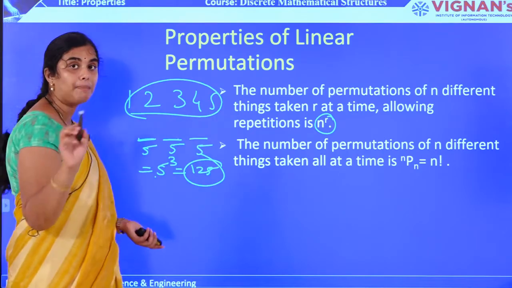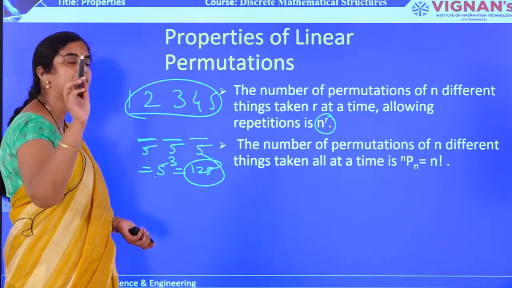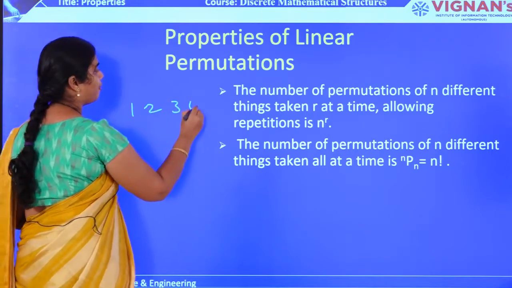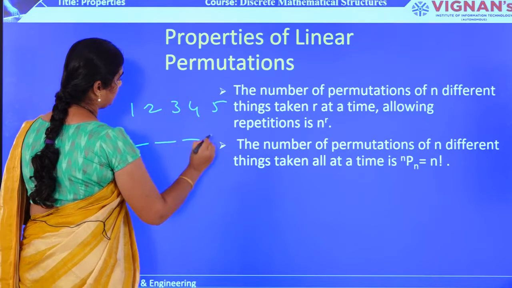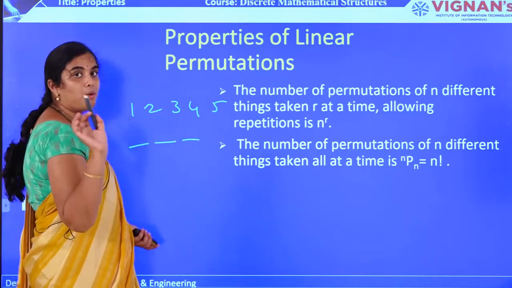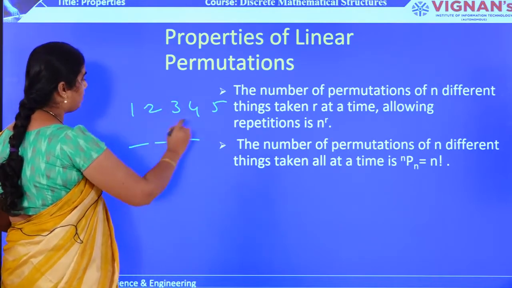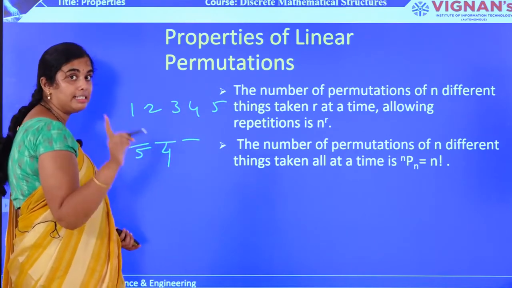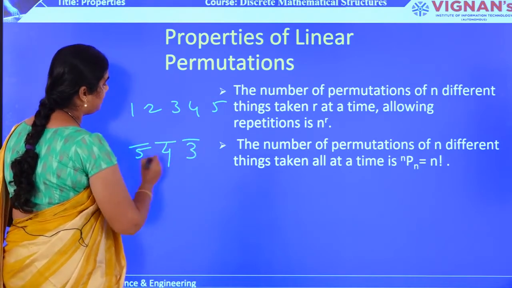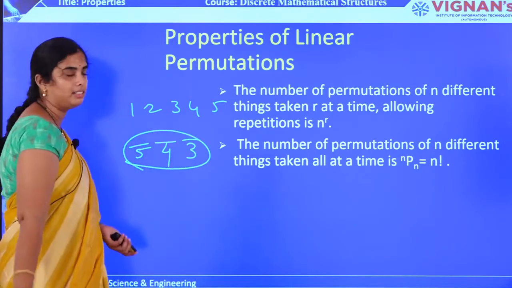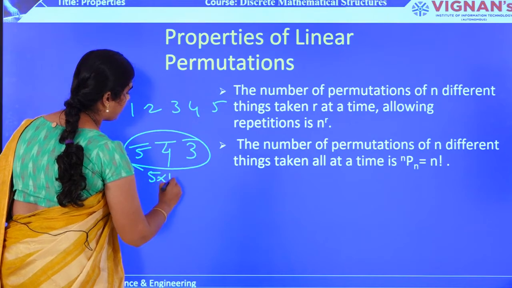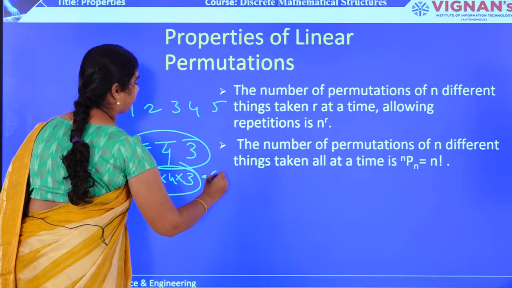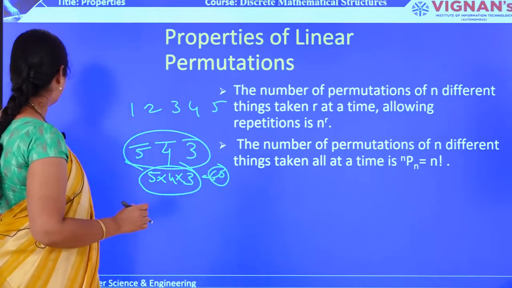Just try to analyze. Suppose I am given a condition like repetition is not allowed. That means 1, 2, 3, 4, 5 I am given and these are the 3 digits. The number of possible arrangements which I can make is: this can be filled with 5 letters, this can be filled with 4 letters as repetition is not allowed, and this can be with 3 letters. So the number of arrangements will be 5 into 4 into 3. Okay? That means 60. So this is the first property.